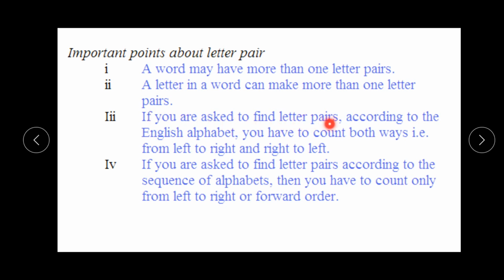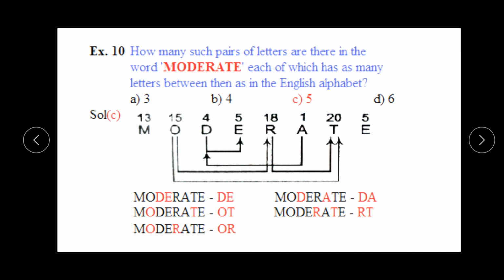It means if any word is given and we are finding the letter pairs, we will not only go from left to right, we will go from right to left also. But there is a condition in which we go only from left to right, and that is the fourth condition. If you are asked to find letter pairs according to the sequence of alphabets, then you have to count only from left to right, the forward order. It means if the condition given is sequence of alphabets, only then we go from left to right. Otherwise we will make the pairs from left to right and right to left also. With the example, you will be very clear.